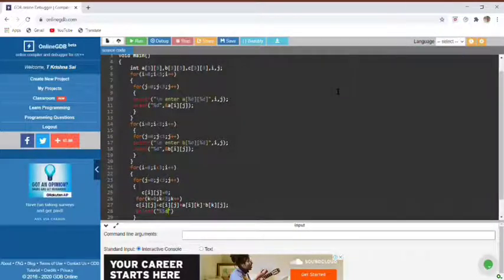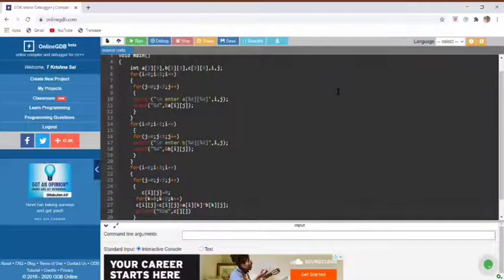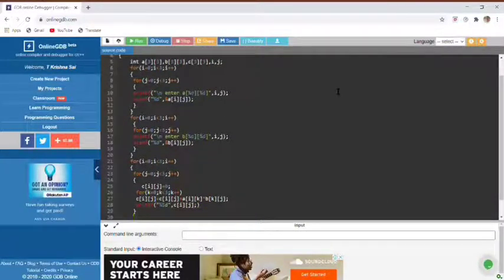The percentage 5d means the output should be printed with a gap of 5 spaces, and the output should be stored in C of ij. So we are mentioning here C of ij, and it should be in a new line.